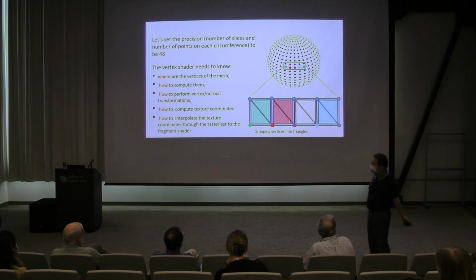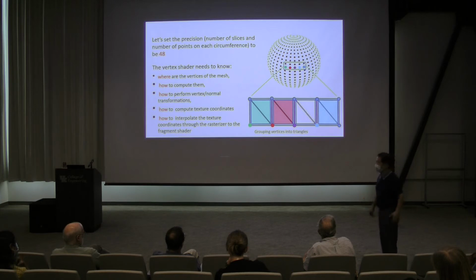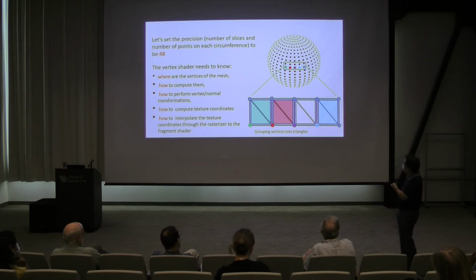So you could use 50, you could use 48, you could use 55. But dividing 360 by 48 will give us a better value to do the rotation. So that's why we use 48, okay? And the Vertex Shader needs to know what? Where are the vertices of the mesh? How to compute those vertices?